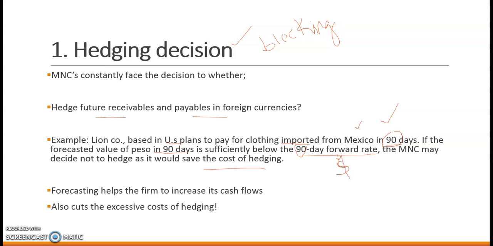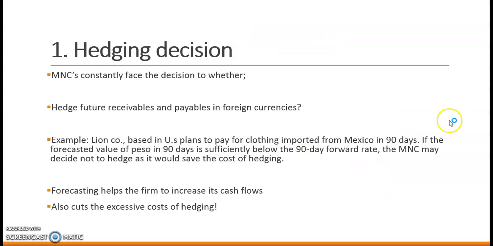But the other way is that if, based on your forecasting techniques and the data you have collected, the value of the peso is not going to increase, but it's going to weaken in its value, and it will be sufficiently below the 90-day forward rate, then you can relax and save the cost of not buying the forward contract, and rather pay in cash on the day when the 90 days are completed. So you see that this way your cash outflows have decreased. So we can use this hedging decision quite efficiently to reduce our cash outflows.